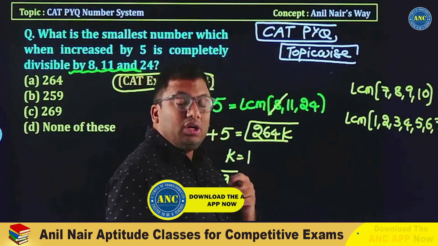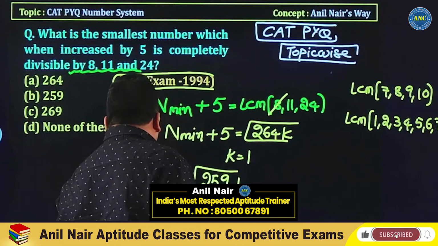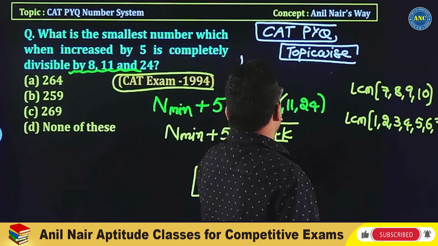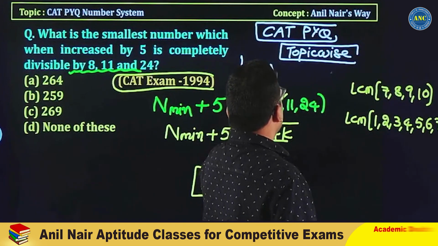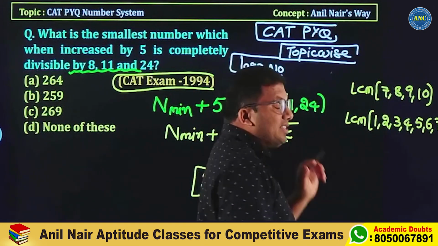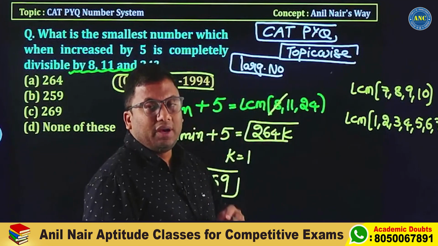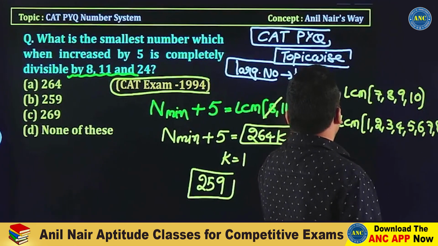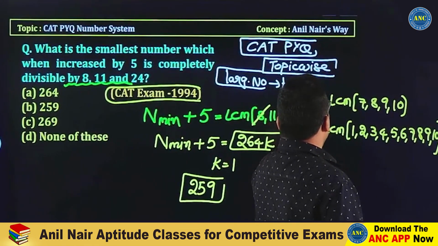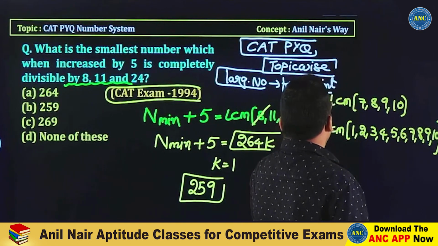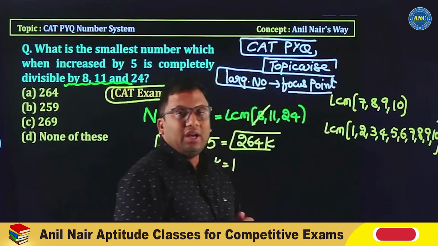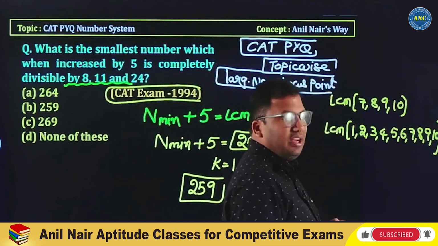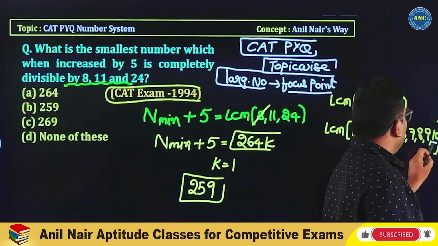Always remember, I told you in the PYQ session number 1, whenever you are doing an LCM, the largest number in the series should be your focus point. Whenever we are finding HCF, the smallest number should be our focus point. For LCM, focus on the largest number; if it is HCF, I will focus on the smallest number. In 1, 2, 3, 4, 5, 6, 7, 8, 9, 10, I will take the largest number, 10.